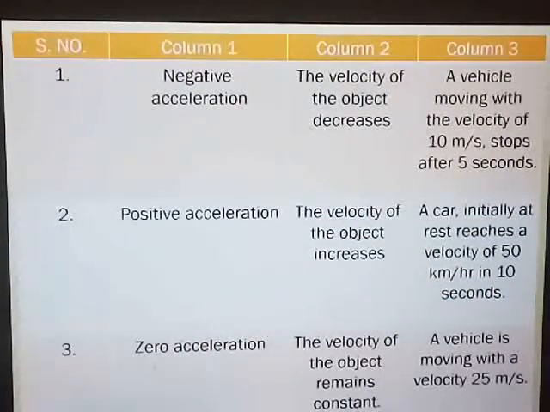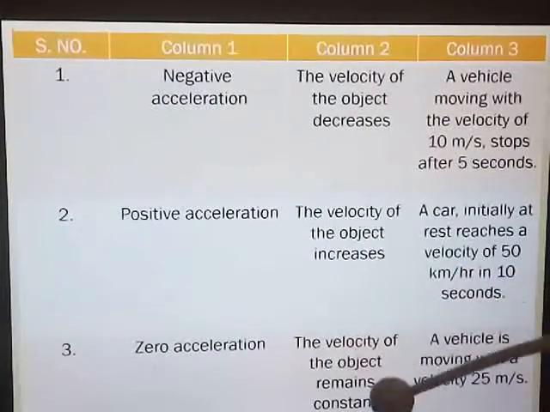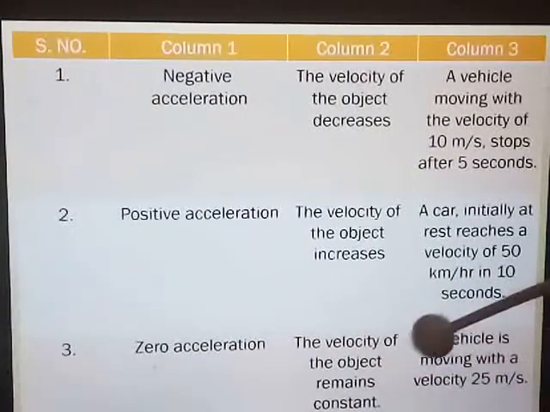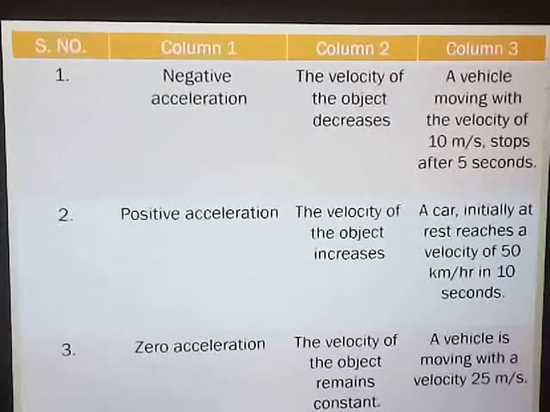Next is zero acceleration. As I have told you, if the velocity of the body does not change with respect to time. So zero acceleration, the velocity of the object remains constant, means it does not change. A vehicle is moving with a velocity of 25 meters per second. That is zero acceleration. So you can see we have discussed all the explanations about the three types of acceleration, that is negative, positive and zero acceleration. Now we move on to our next question.